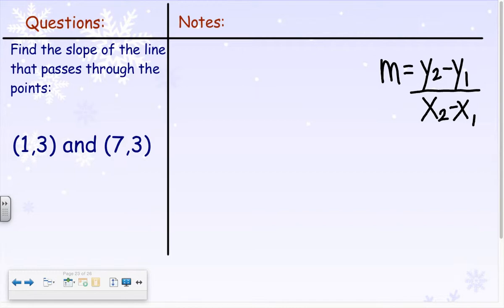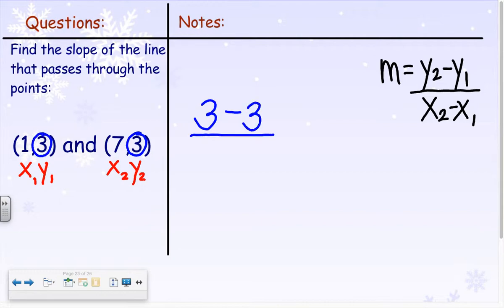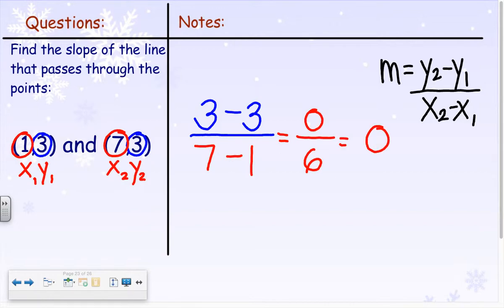Label my ordered pairs: xy, xy, 1, 1, 2, 2. So y2 is 3 minus y1, which is 3, over x2, which is 7, minus x1, which is 1. So 3 minus 3 is 0. 7 minus 1 is 6. 0 divided by 6 is 0. So that means this line has a slope of 0.